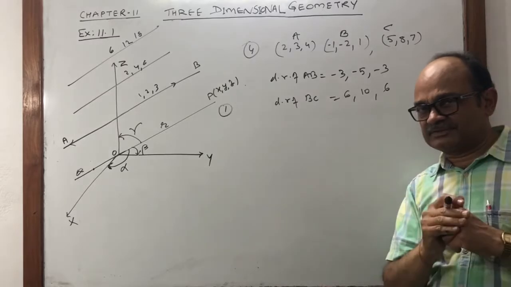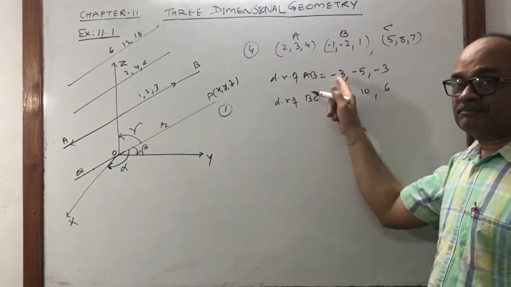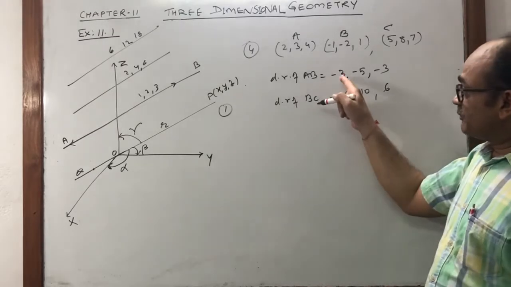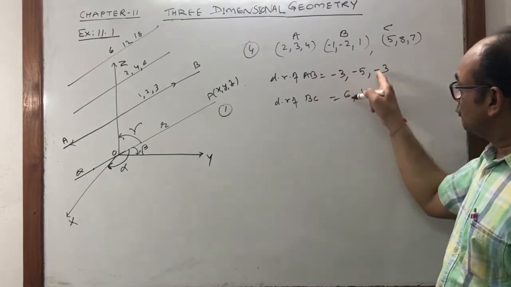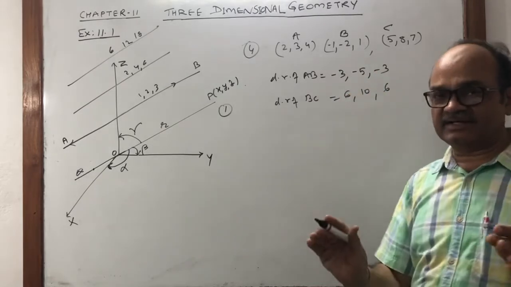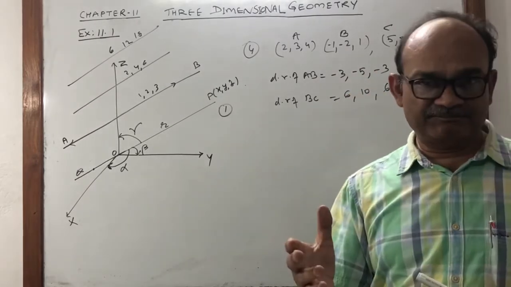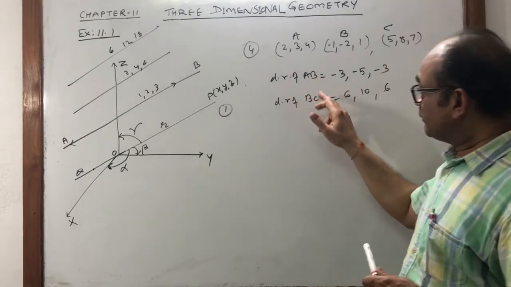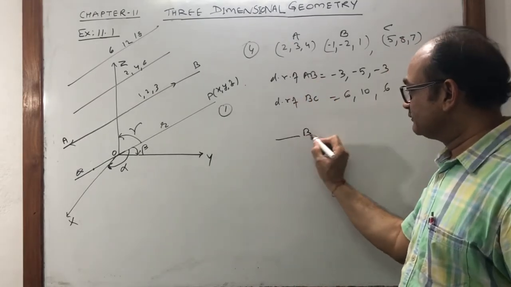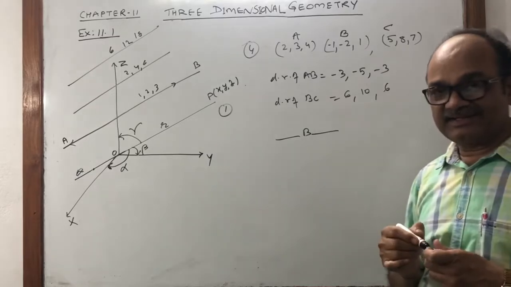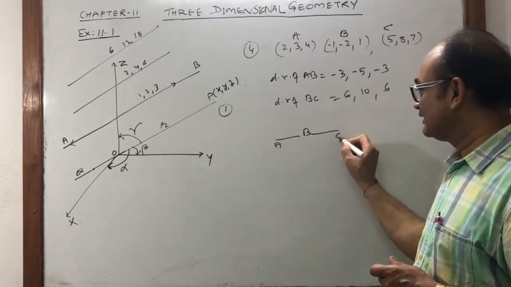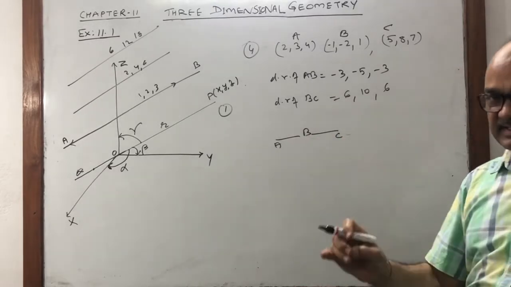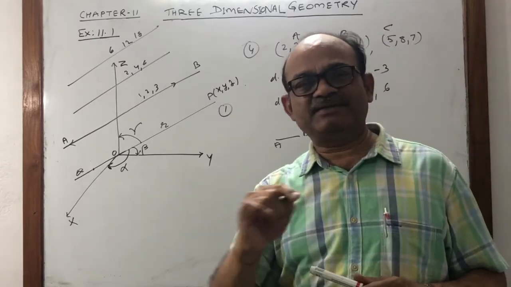Now what is the conclusion? These two are proportionate. If you multiply by minus 2, minus 2, minus 2, it is clear that these two are parallel. These two are parallel, but since B is the common point, hence AB and BC are collinear. That means all 3 points A, B, C are collinear.